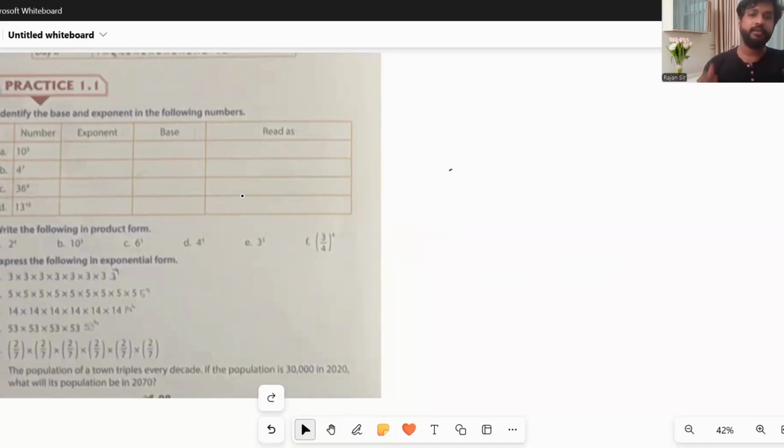No, read it as 13 to the power 10, 36 raised to the power 9, 4 to the power of 7. Anyway, make sure you add that raised to power 2 so that it becomes easier to understand. Okay, now let's go for the second one.